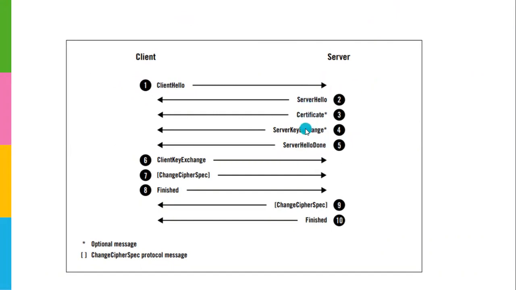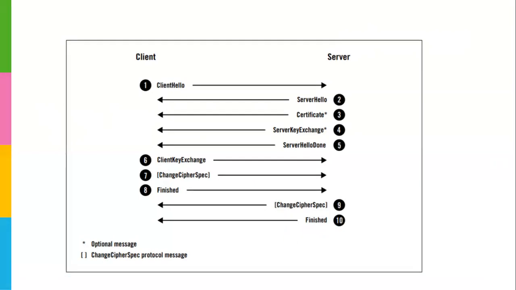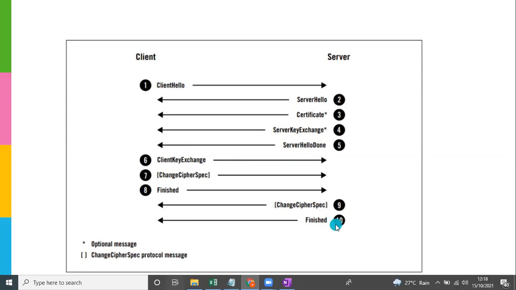After that, the sixth message will be initiated by the client, and that is client key exchange. The seventh is change cipher spec. The eighth is finished. So these are the three packets initiated by the client. Then on the other side, the server will again send change cipher spec and then finished. So these are the 10 messages which will be exchanged between client and server. We'll now discuss these messages in depth. So let's start.